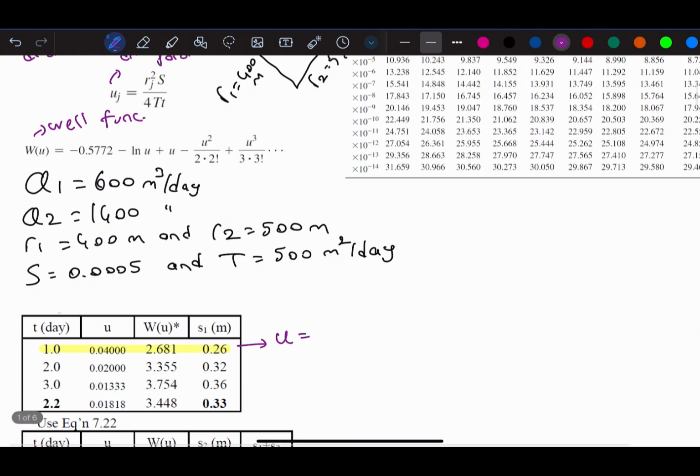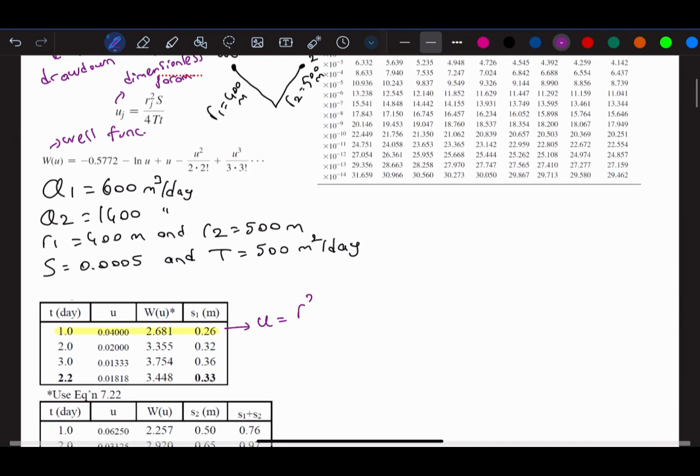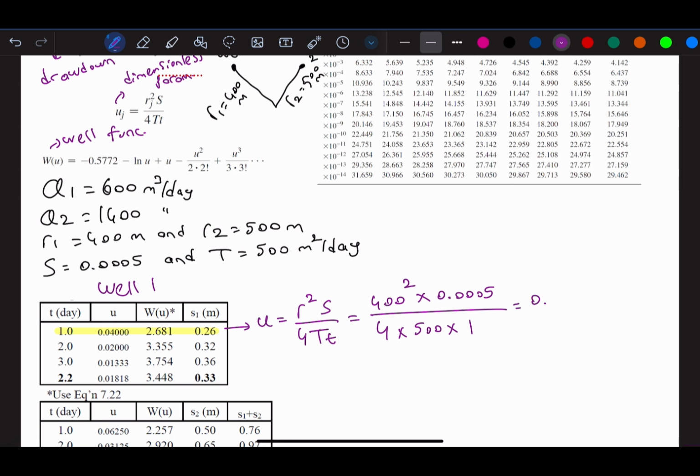So u is equal to r squared times S over 4 times T times t. Since this is well 1, the r, which is the distance, is 400 meters squared, times the storage coefficient 0.0005, divided by 4 times transmissivity 500 times t, which is the time, and it was 1. So from here we can get 0.04 as our u value.